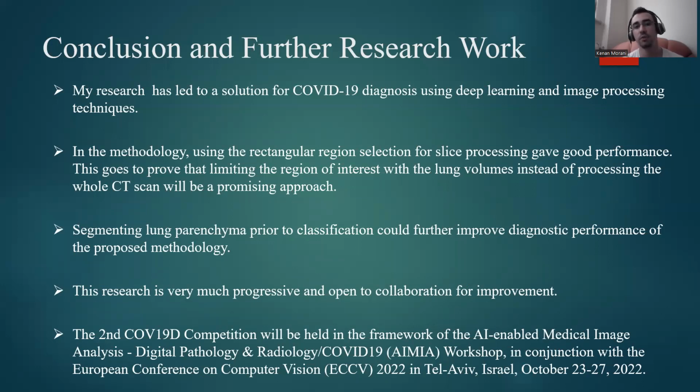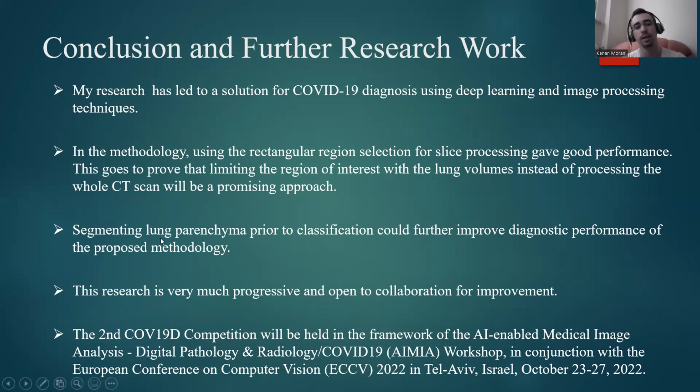In this methodology, using a rectangular region, as we mentioned, we localized or focused the attention of the model on the right lung and the left lung as well. So there's a rectangular cropping, and it gave better performance. This actually proves that limiting the region of interest to the lung volumes instead of processing the whole CT images is a promising approach, right? So for further work, this is a very promising approach to focus on the lung area.